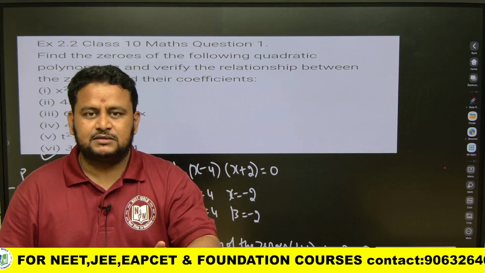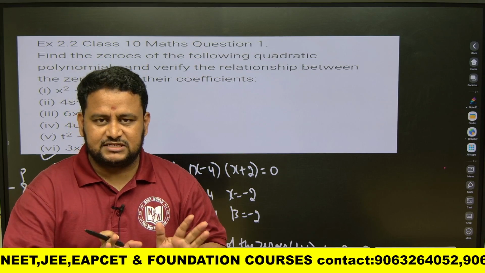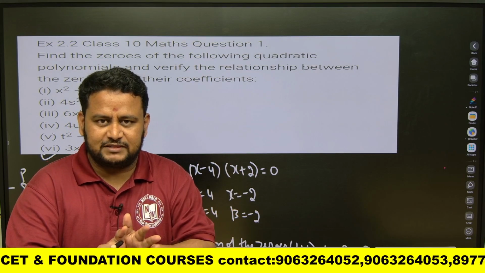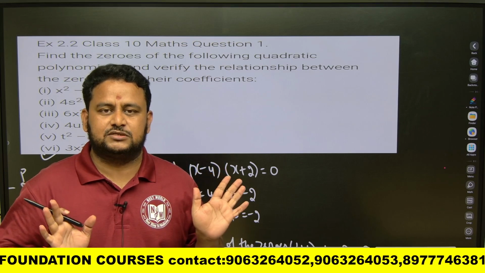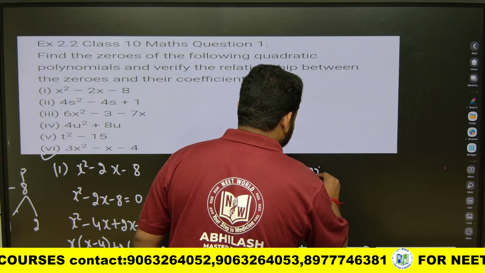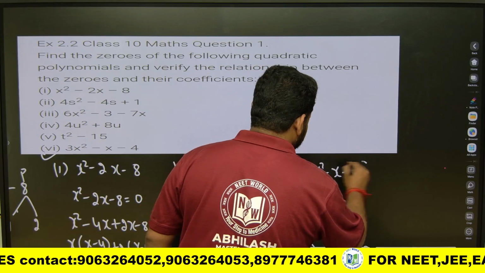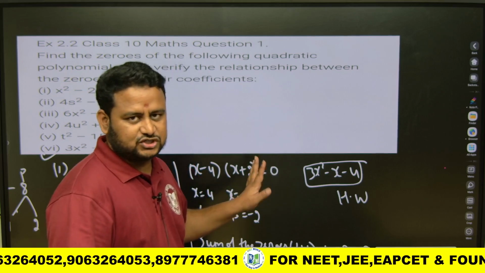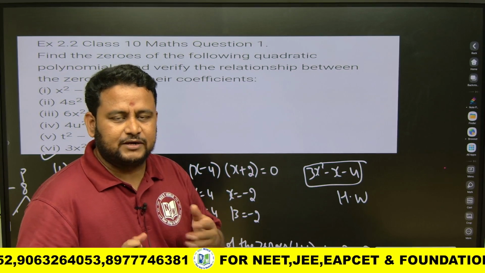Please find using the formula method, and check whether the sum of the zeros is coming equal in the direct method and the formula method, and similarly for the product of the zeros. This is the homework you have to do. The question is 3x square minus x minus 4. This is the homework question, you have to take it. Please write down this homework question and solve it before coming to the next class.